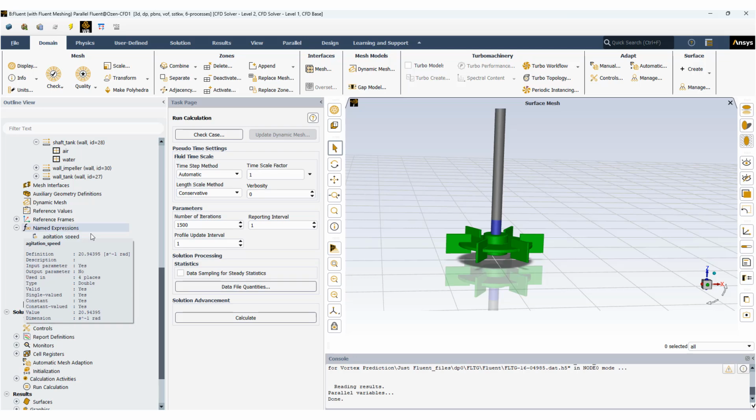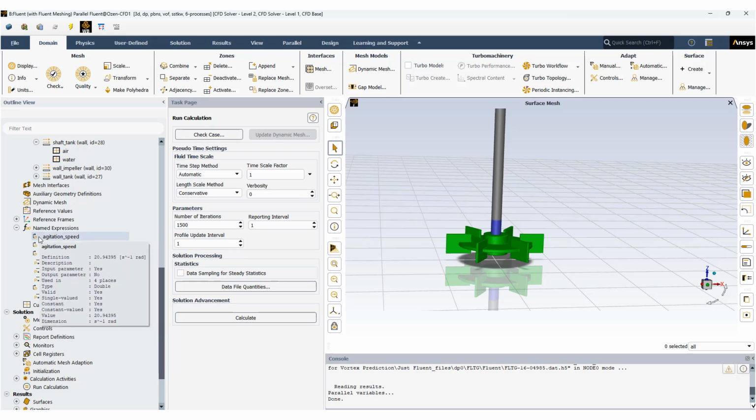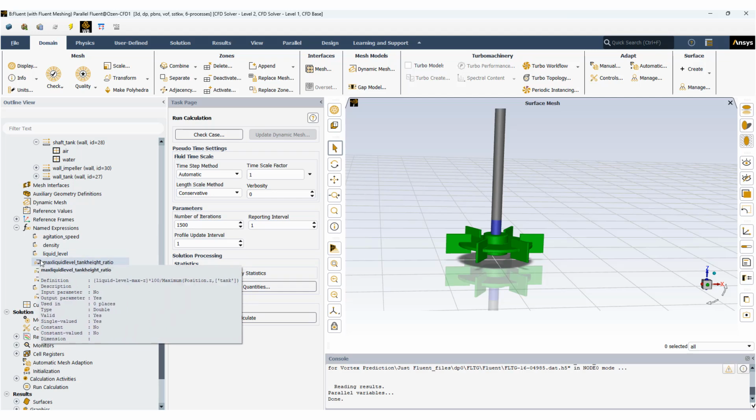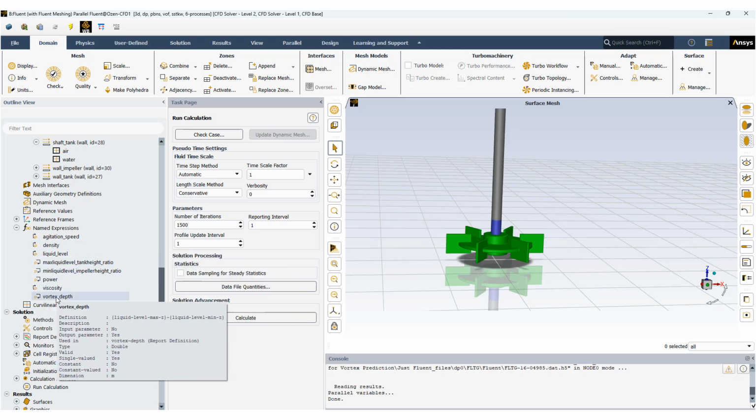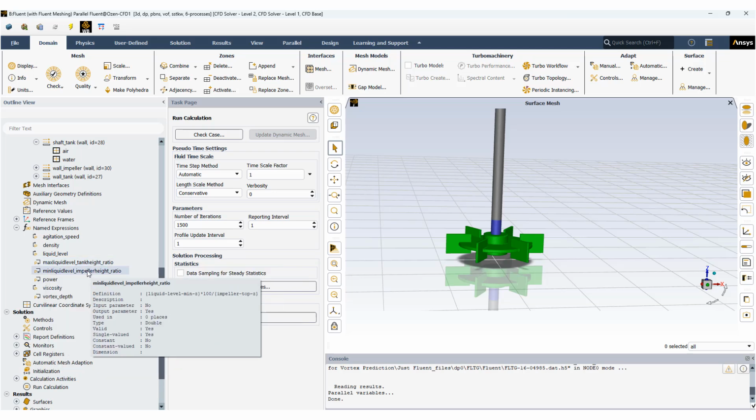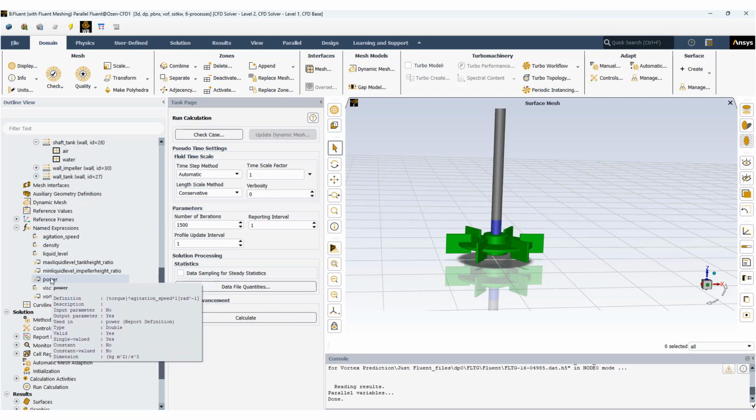If you take a look at the icons here on the named selections, if the arrow is on the left side of the P, it indicates an input parameter. On the right side of the P, going downwards, it indicates an output parameter. For the output parameters, we have the vortex depth and a certain fluid level to the tank ratio or the impeller height. We also considered the power, which is actually the speed multiplied by the torque.